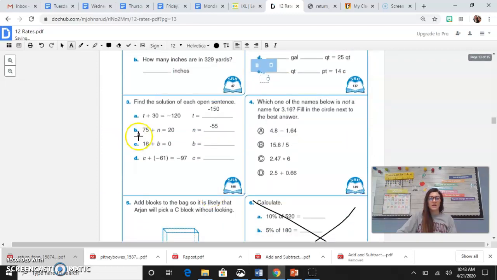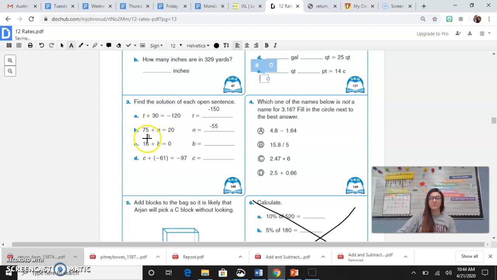For number 3, these ones are a little tricky. I will not be grading these, but I want you to try them. So if you have a number, letter T, plus 30 equals negative 120. Some of you are going, oh, well, I know 90 plus 30 is 120. This is a negative though. So what you need to do is some number plus positive 30 is going to still give you negative 120, which would be negative 150. So you have a negative 150, or 150 negatives, plus 30 positives onto it. You're still going to have 120 negatives afterwards.